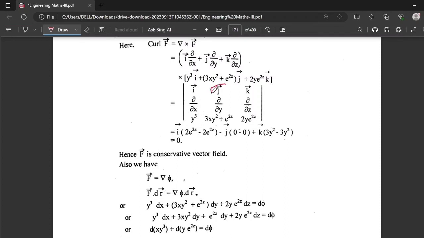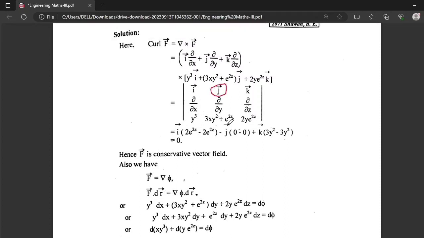for second we write j vector and remove this column and row, and remaining is this. There is no x, so derivative of constant is 0, and this, there is no z, so everything other than z is constant, so derivative of constant is 0.